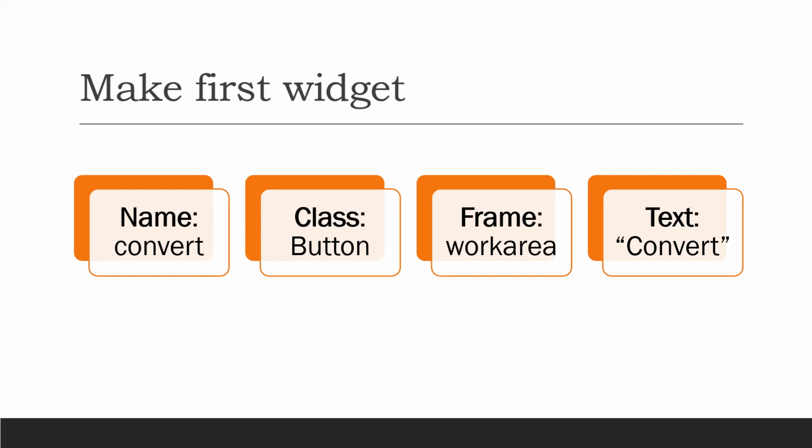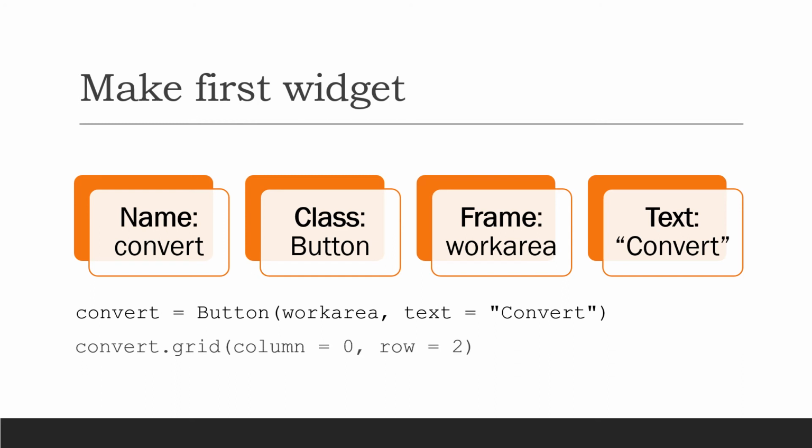So it's called convert. It's a button. It belongs in our work area, and the only other thing I'm going to say about it is it's going to have the word convert written on the button. So here are the commands to make that. That command makes it. So the first word is the name of the instance, equals a class, and the two parameters, it's in the work area and it's got the text convert written on it. And then the next line, remember, I'm going to position it in the grid. So in the grid, it's column 0, row 2. That's it. That will make the widget and put it on the screen.